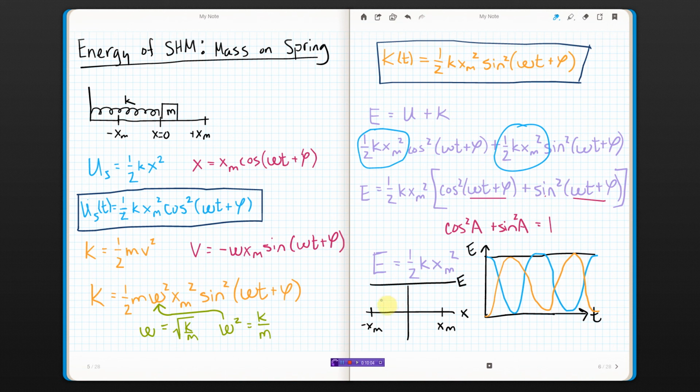This time, though, the potential energy is 0 when the spring is unstretched, so it's 0 at 0. And you get the most when it's at the furthest reaches, so it goes like this. Okay, oh, that's supposed to be over the x_m. Sorry, got a little carried away. And the kinetic goes the other way.